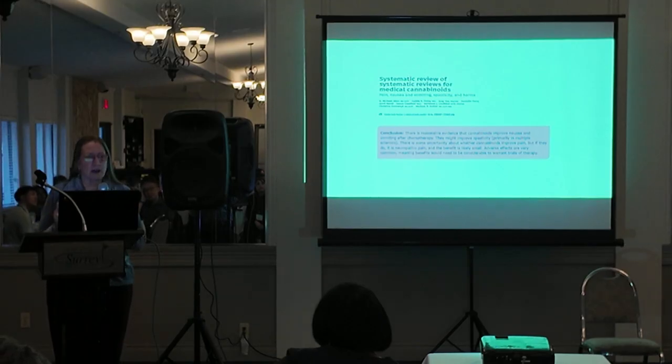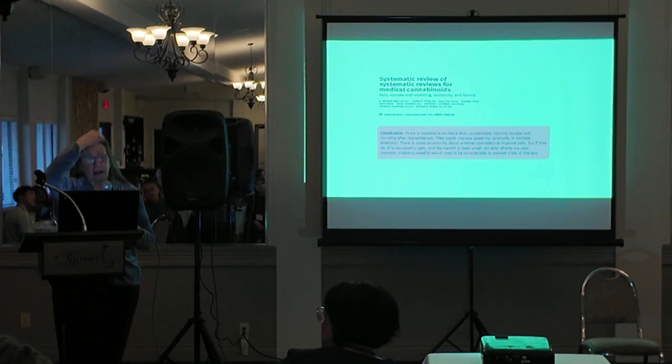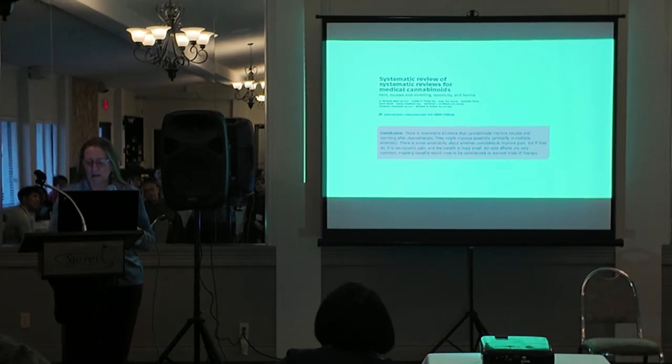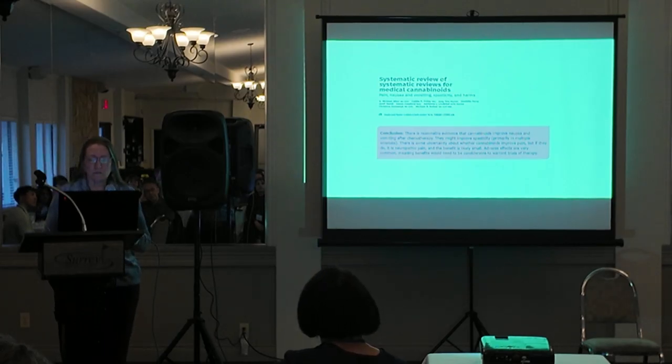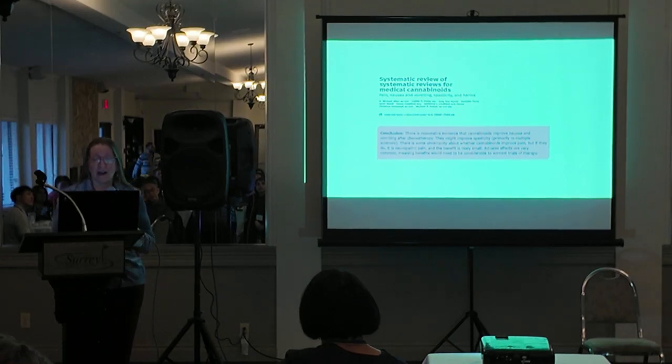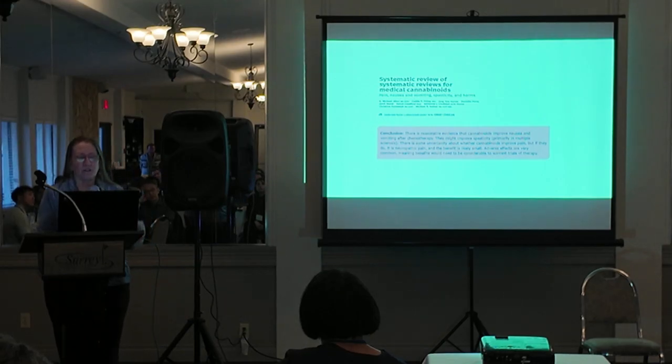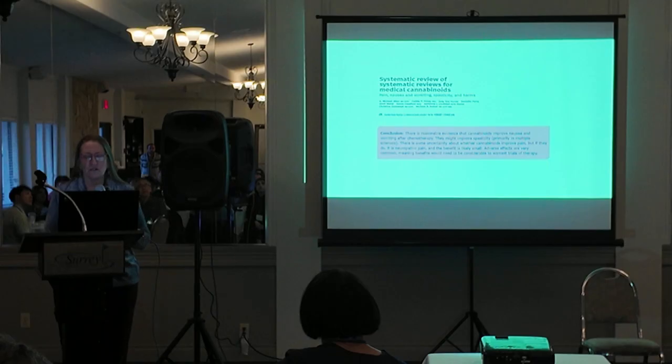There was a systematic review of systematic reviews, which is our highest level evidence, by Dr. Mike Allen, who's out of Calgary, Alberta. They showed that there's reasonable evidence that cannabinoids improve nausea and vomiting after chemotherapy and might improve spasticity, primarily in multiple sclerosis, and it was mainly self-report in those patients. There's some uncertainty about whether it improves pain, but if it does, it's neuropathic pain, and the benefit is likely small. Adverse effects are very common, meaning benefits would need to be considerable to outweigh them.